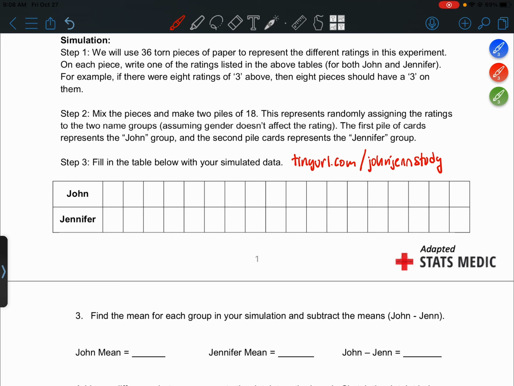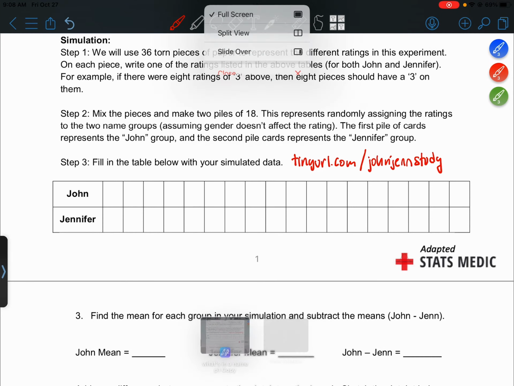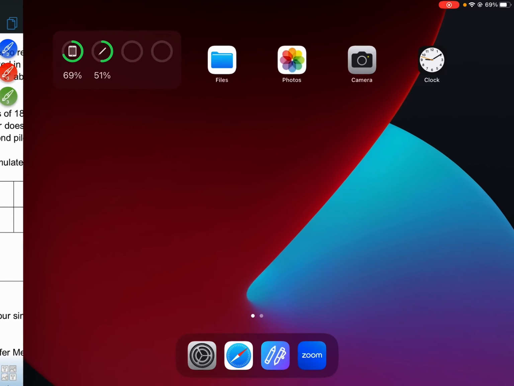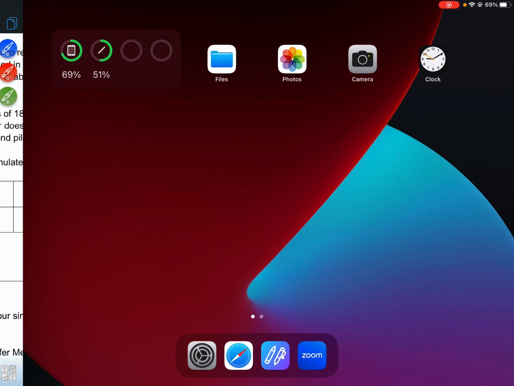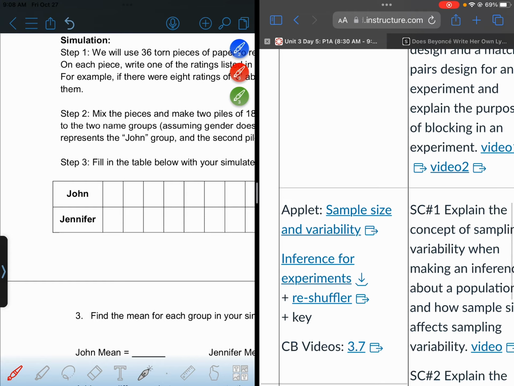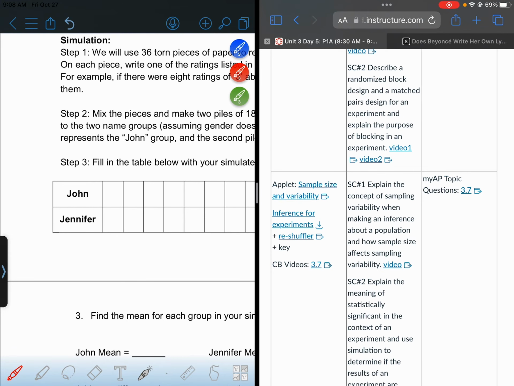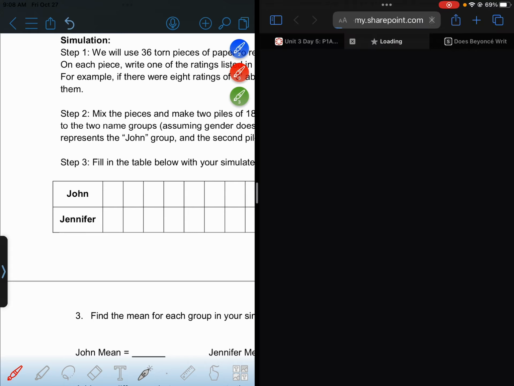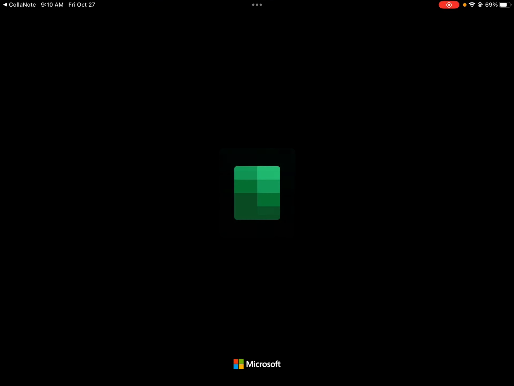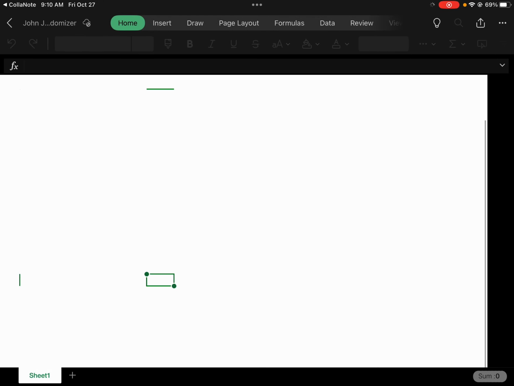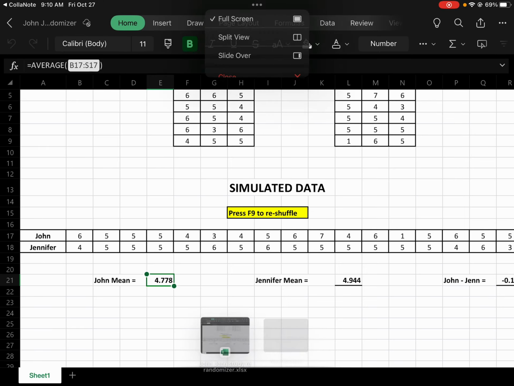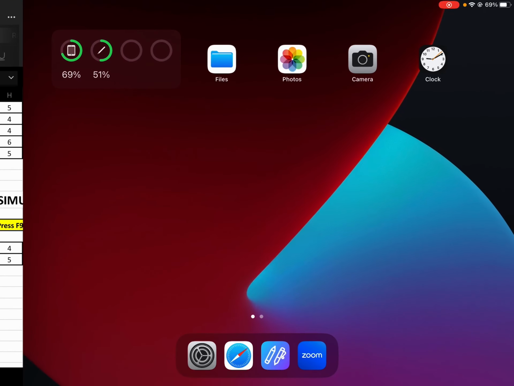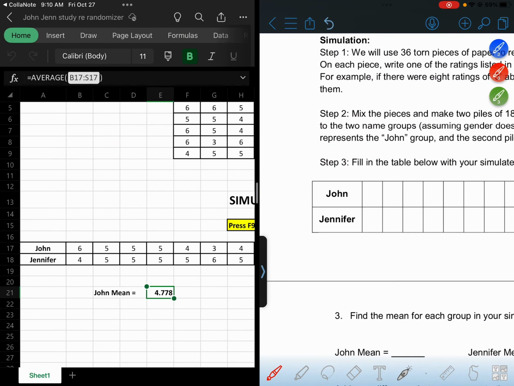And I'm going to go ahead and pull it up on my screen. Let's see if I can do this. Split view. All right. If you happen to have Canvas open, I put a link in today's agenda. I just called it Reshuffler. So it's going to open up an Excel file. Okay, let's see if I can still split this.